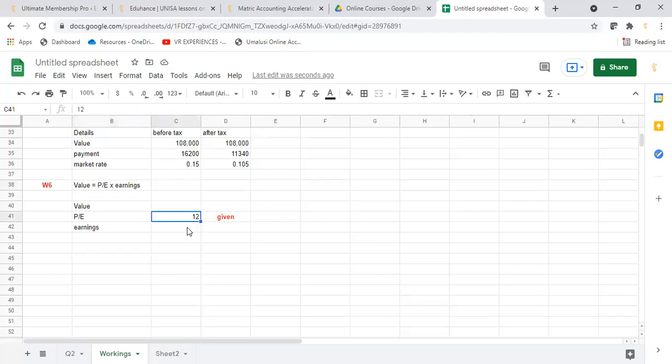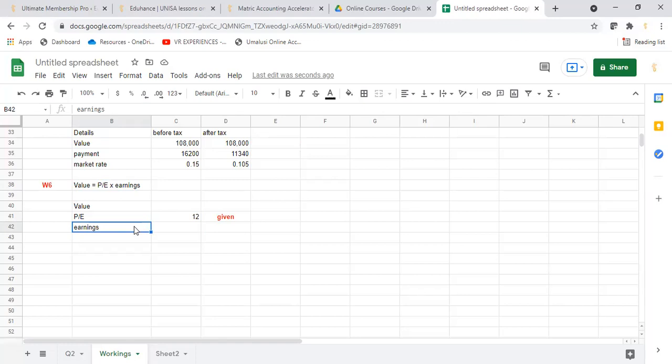We have PE, but we don't have earnings. Also in that scenario, they're giving us the dividend cover. So we know we need earnings. The question is, how can we calculate it? It is not clear how to calculate it, but what do we know? That they gave us a dividend cover.